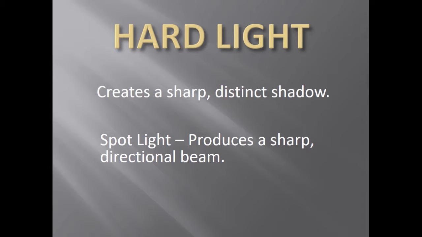Hard light, an example would be a flashlight. A flashlight creates a solid beam of light. The same thing with a spotlight. If you were on stage in a theater production and the spotlight comes down, it is one direction and it creates a sharp, distinct shadow. So the big thing to remember here is the direction of the light. If it is one direction and it's contained, it is usually a hard light.